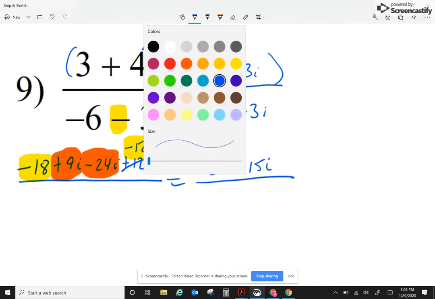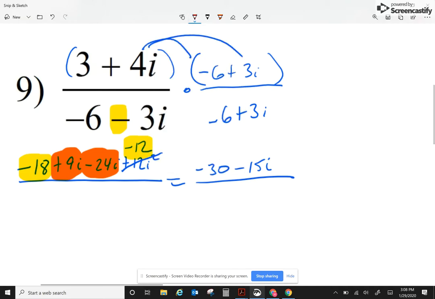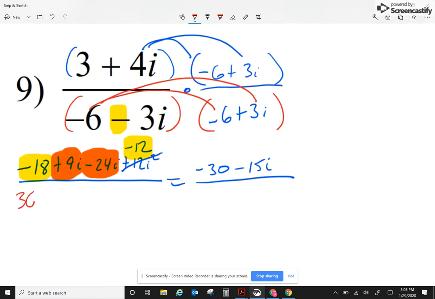Okay. Now let's take a look at the bottom. I'm going to distribute my negative 6 to the second parentheses. That gives me 36 minus 18i. Now let me distribute the negative 3i. That gives me plus 18i minus 9i to the second.